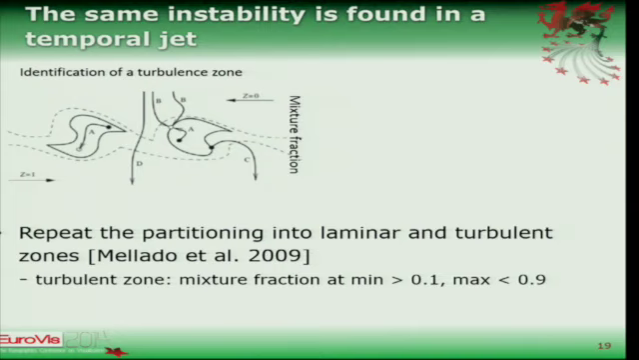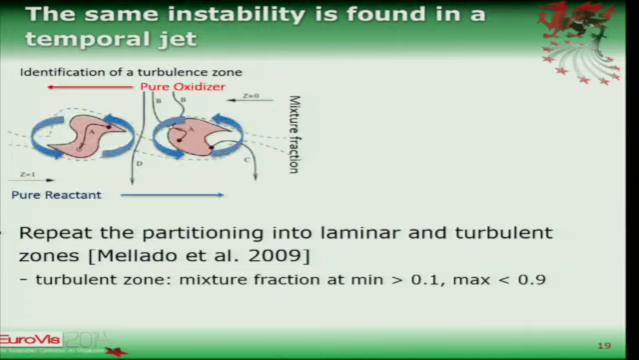So let's look at this in a 3-dimensional case and extend the analysis a bit further. So in 2009, Milano et al. proposed a technique to identify turbulence zones in flows. So what he has here is, on the top you have oxidizer going one way, on the bottom you have reactant going another way, and we're looking at the mixture fraction field. And somehow in the middle they mix.